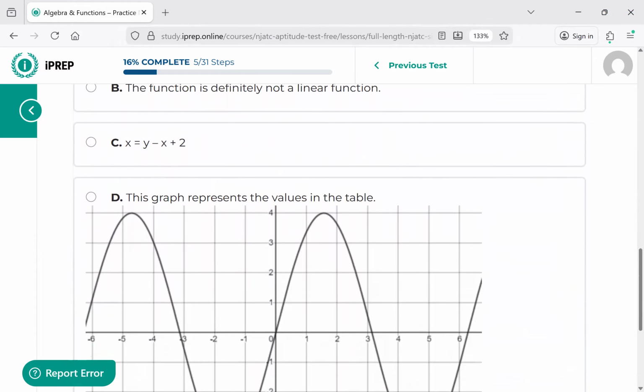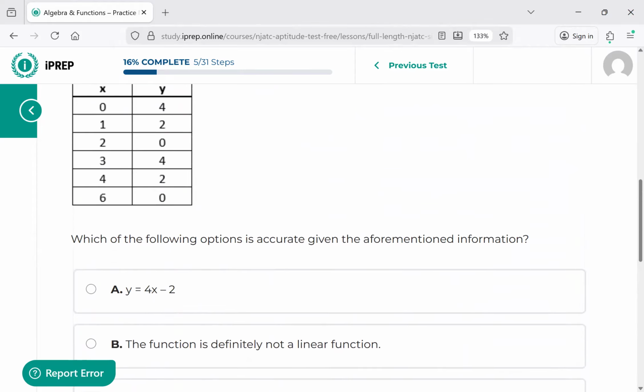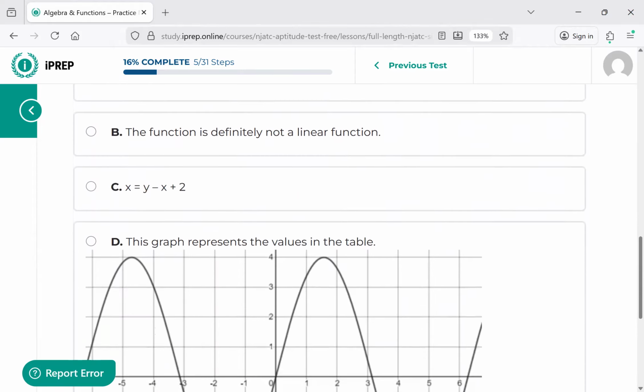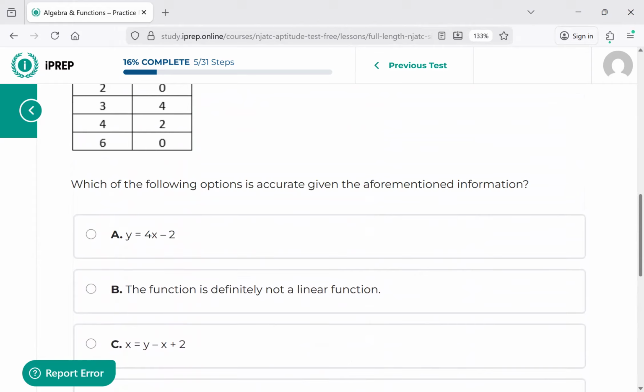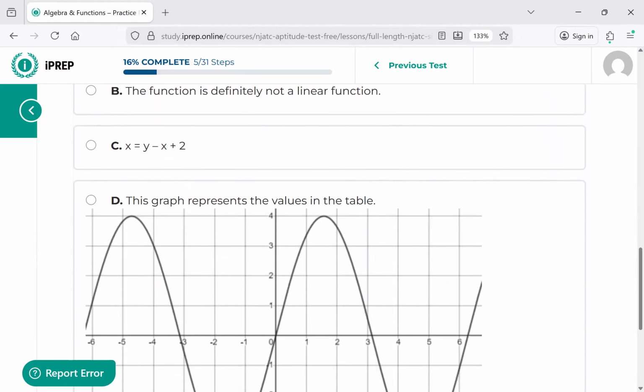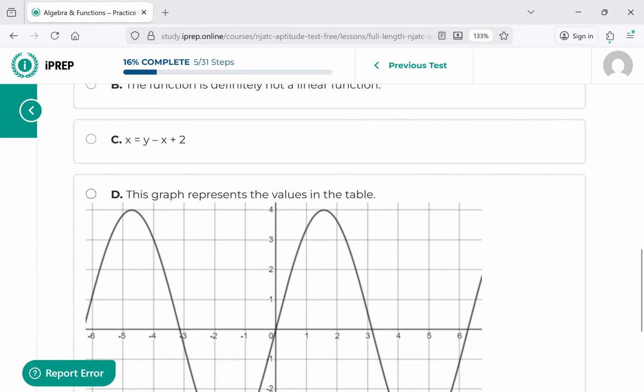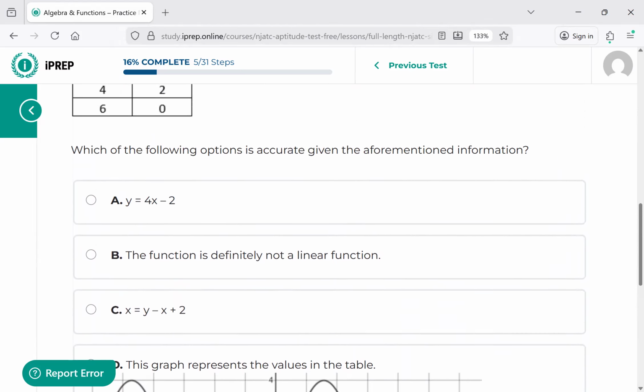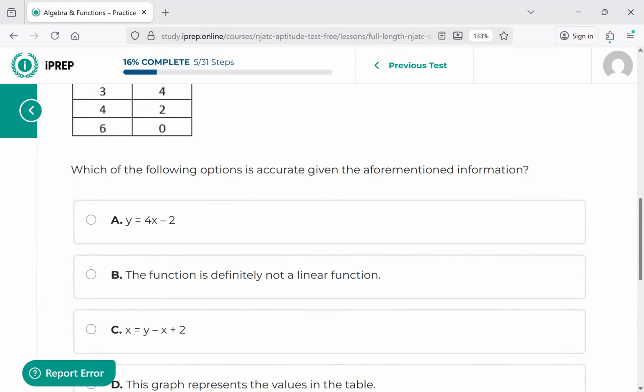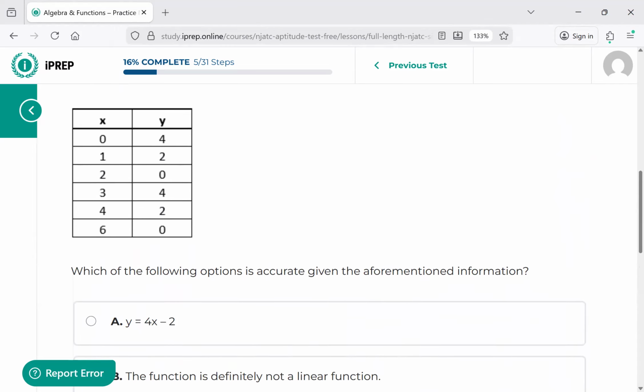So let's look at D real quick. So it looks like we can eliminate D. Why? Because if you look at our table, we have a point at 0, 4. And then here, we don't have a point at 0, 4. We have 0, 0, right? So we can eliminate D. So we've got to figure out if this is linear or not.